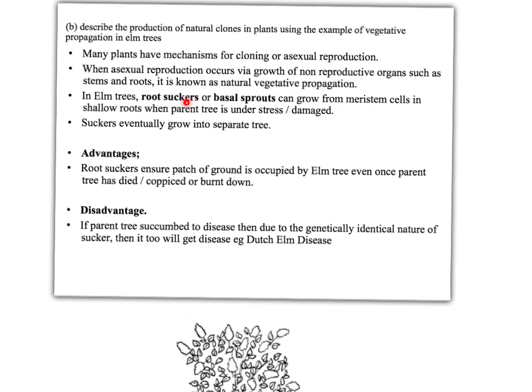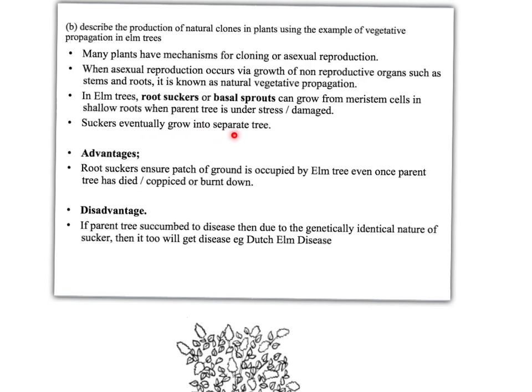But anyway, they have a mechanism of asexual reproduction where roots that run close to the surface of the ground throw up sprouts, basal sprouts, which grow vertically upwards. And what happens is that can lead to the production of a new tree. And the suckers will eventually take over from the parent tree.